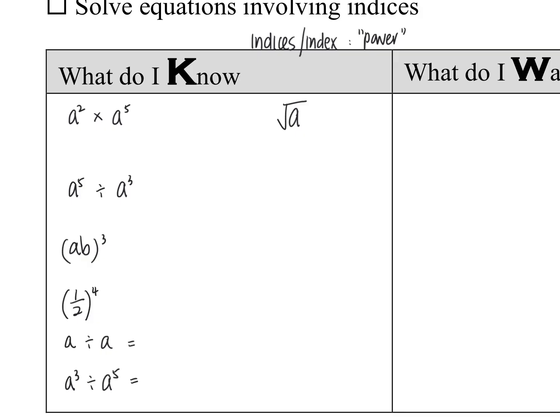So if a squared, I ask you to multiply by a to the power of 5, what do you think I will get? It's a to the power of 7. A squared means what? A times a. So what do you think is a to the power of 5? A times itself 5 times. Correct? So if I were to write it as a combined index notation, how should I write it? A to the power of 7.